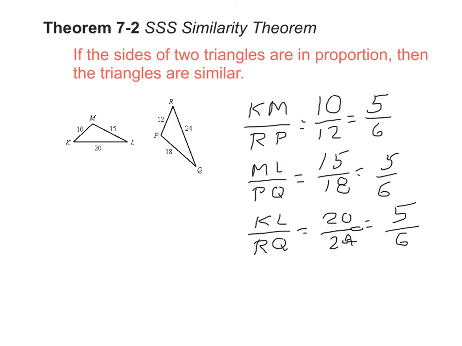Now, if we look at the corresponding sides and their ratios, we see that KM over RP is 10/12, which is 5/6. ML over PQ is 15/18, which is 5/6. And KL over RQ is 20/24, which is also 5/6. So therefore, these two triangles are indeed similar by SSS.